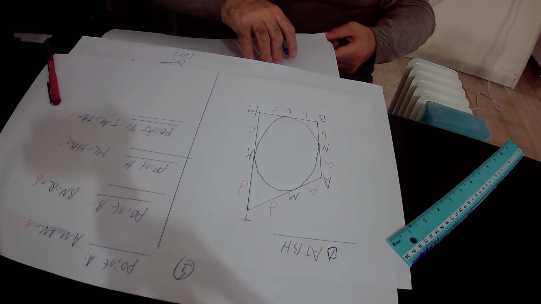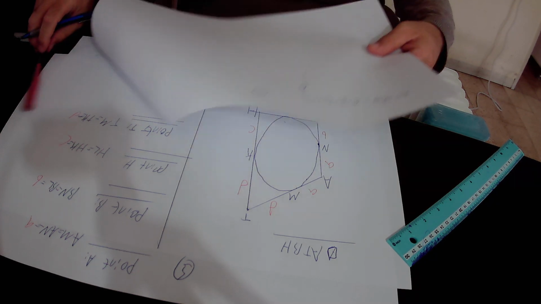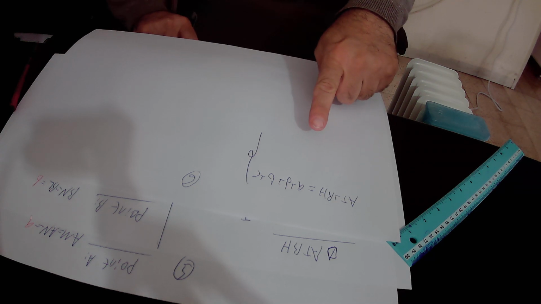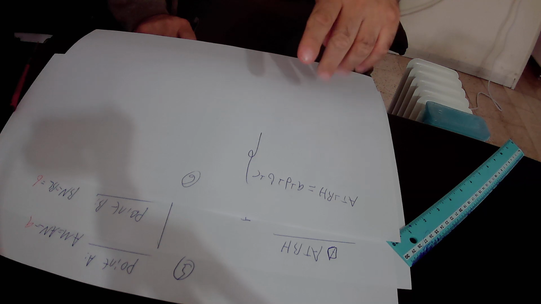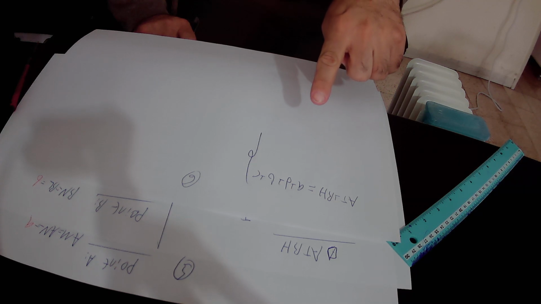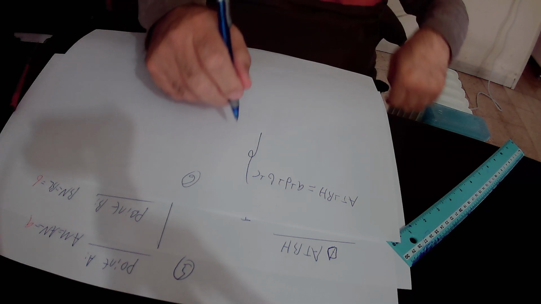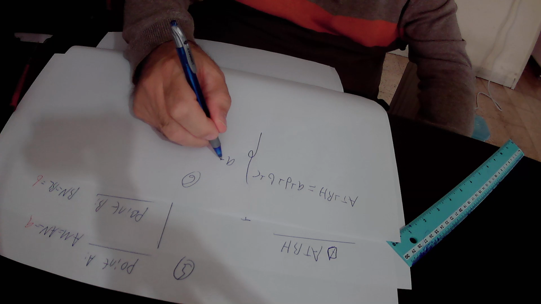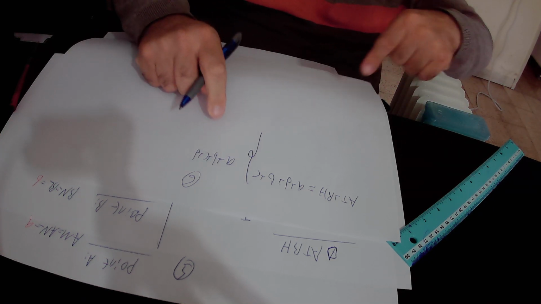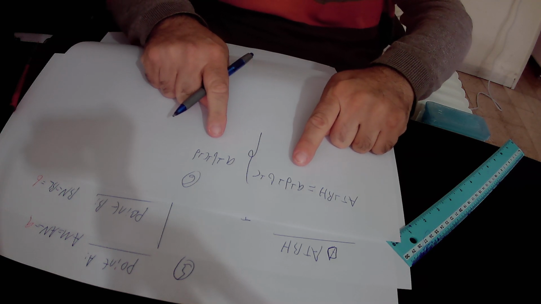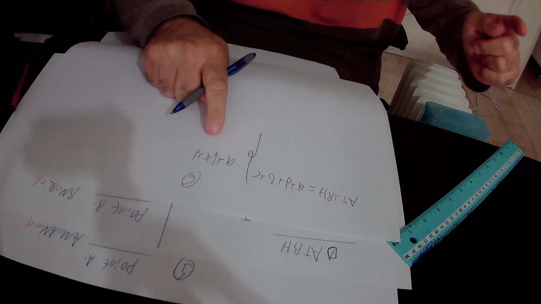So in conclusion, we found out that AT plus BH equals A plus D plus B plus C. We can change the order of the letters here. Instead of A plus D plus B plus C, you can write A plus B plus C plus D. Those two expressions are equal to each other; we just changed the order of the letters.